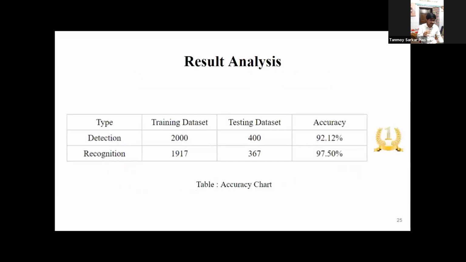So these are the results after detection and recognition. We got 92% accuracy in the detection part and 97.5% accuracy in the recognition part. This is the highest accuracy in this field. And our dataset is very diverse, so we can say that this is the latest progress in this field.